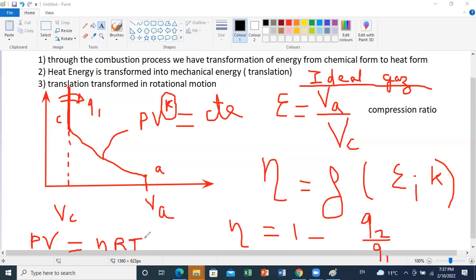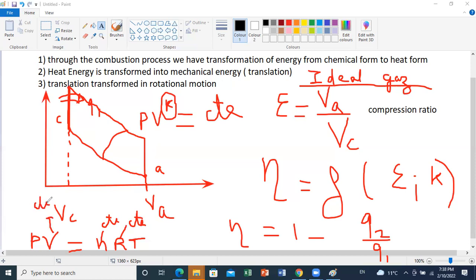Where N is the number of kilomoles circulating, and it's a constant for a closed cycle here. We are considering a certain mass circulating in this cycle, no change in mass, so no change in number of kilomoles. So N is constant. R is what we call the universal gas constant, it's constant. And for an isochoric process, for a constant volume process, V is also constant.